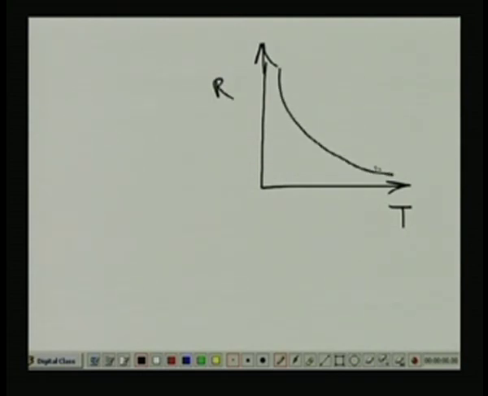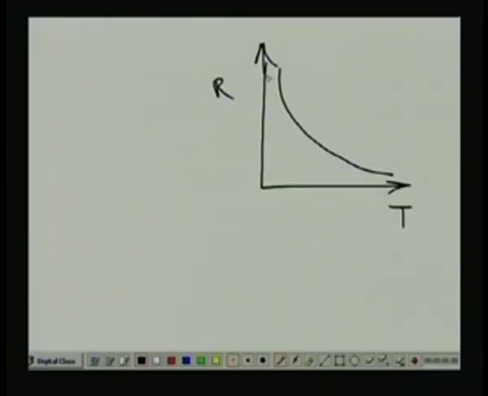Now, whenever you connect a resistance in parallel to a thermistor, you know what will happen with the characteristics. Suppose I have a temperature versus resistance characteristic of a thermistor, it looks like this. It depends on the value of beta, how sharply it will come down. As I told you in the beginning, the higher the value of beta, the sharper will be the fall, and the more will be the sensitivity of the thermistor. Always we want the sensitivity to be more.